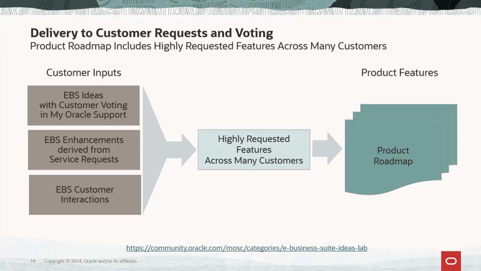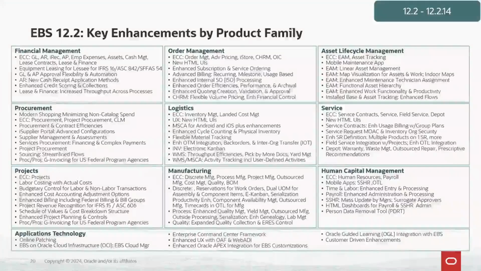And we basically take the most highly requested customer inputs or customer enhancement requests, and those become part of our product roadmaps. And you can see here that since the start of 12.2, we've been able to build out significant enhancements in all the product areas. I wouldn't expect you to really read this. I'm really just trying to impress on you that there's been substantial development in every one of the product families. We'll talk a little later about how you can drill in on what the new features are for each of the product areas.